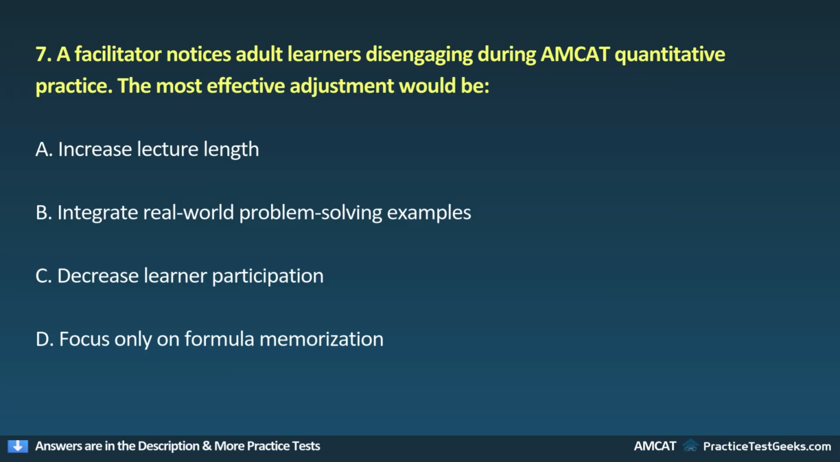7. A facilitator notices adult learners disengaging during AMCAT quantitative practice. The most effective adjustment would be: A. Increase lecture length. B. Integrate real-world problem-solving examples. C. Decrease learner participation. D. Focus only on formula memorization.